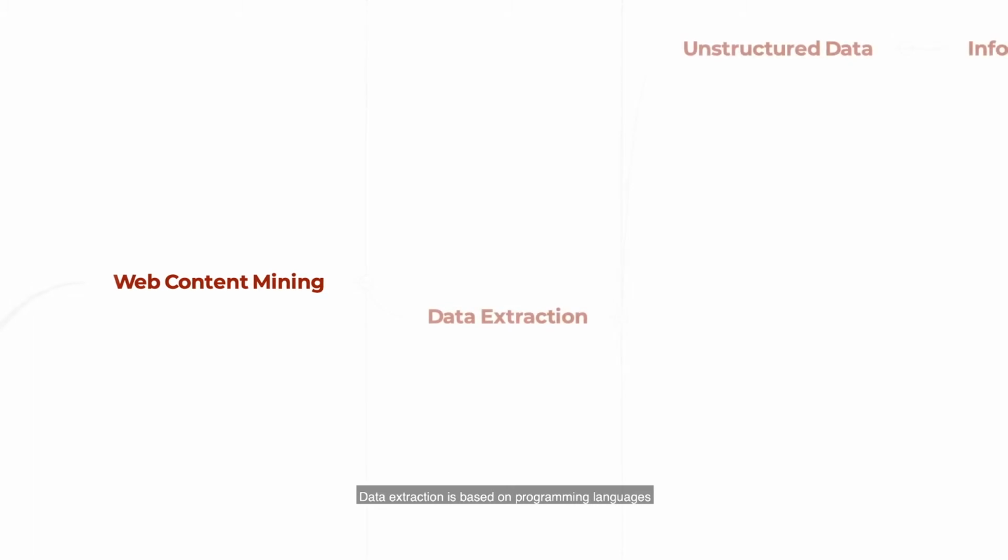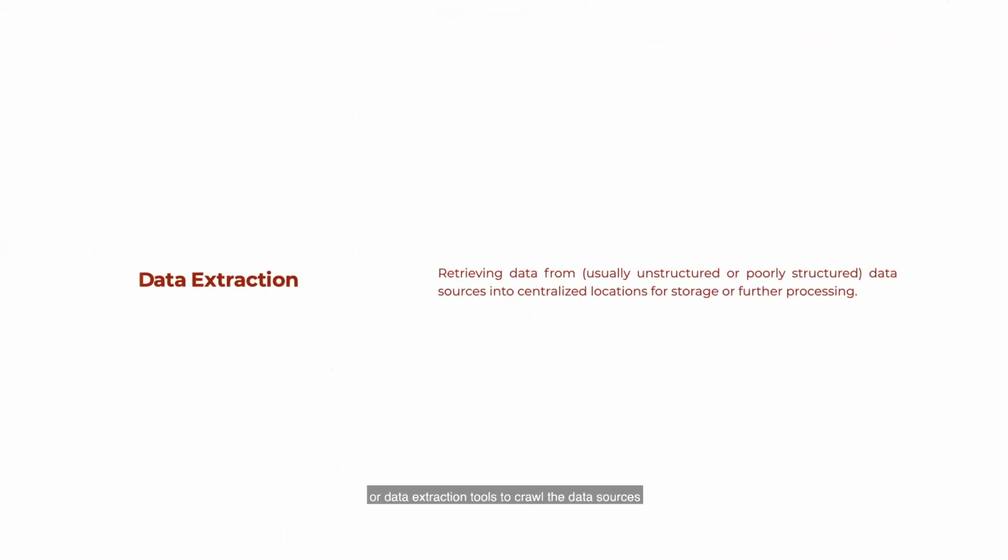Data extraction is based on programming languages or data extraction tools to create the data sources. The difference between data extraction and data mining is that data extraction focuses on collecting and integrating data from different sources, while data mining focuses on discovering patterns for making sense of data and predicting the future. Then I will discuss data extraction for structured data, semi-structured data, and unstructured data respectively.